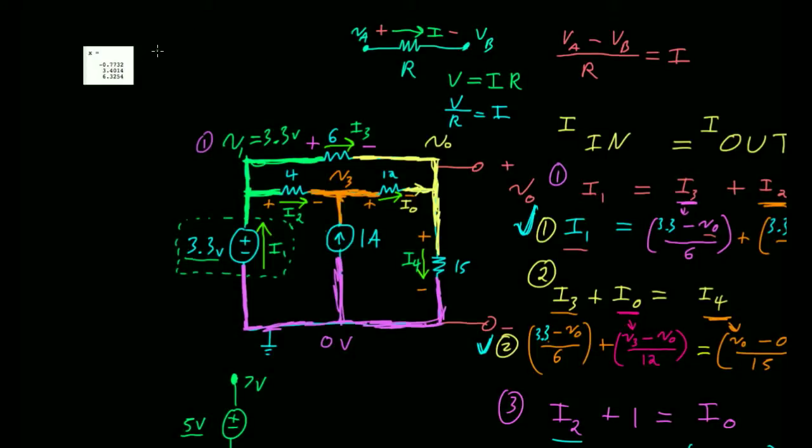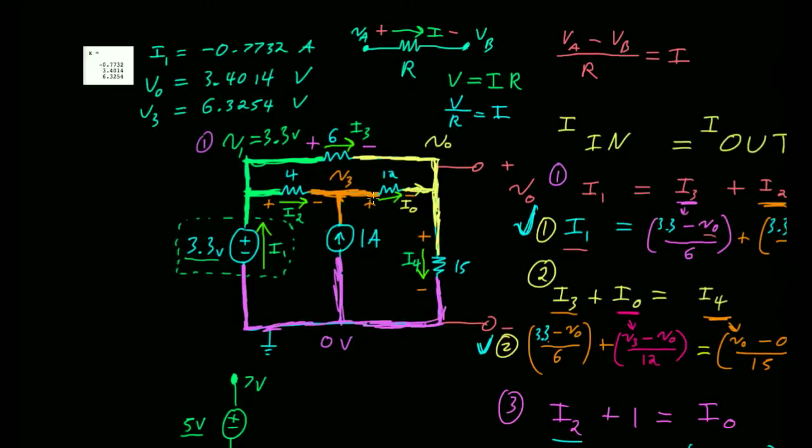So I1 is equal to minus 0.7732 amp. V0 is equal to 3.4014 volts. And V3 is equal to 6.3254 volts. And now the last thing, we wanted to know what I0 was, so let me go ahead and calculate that.